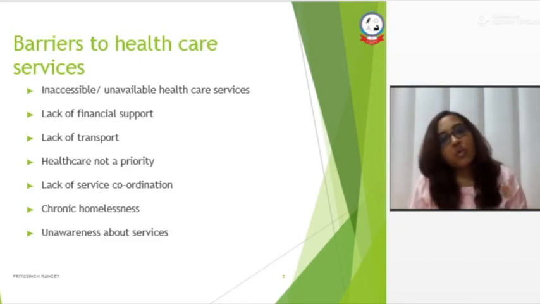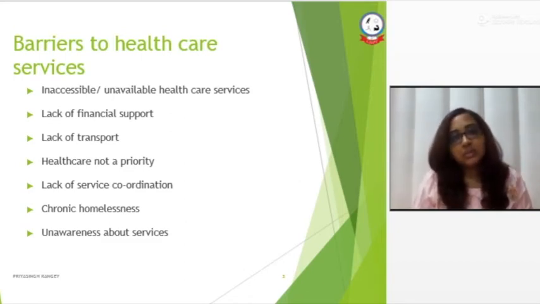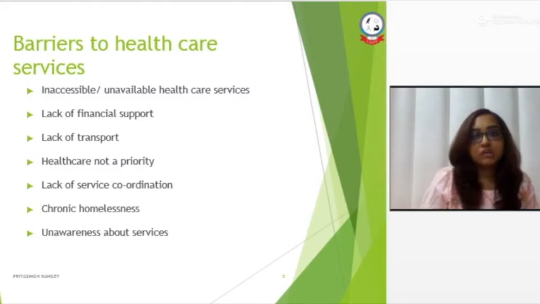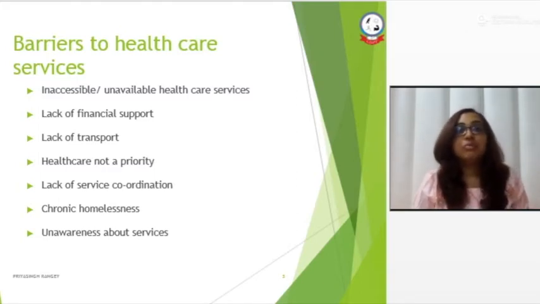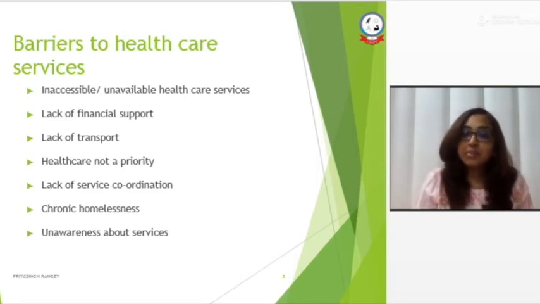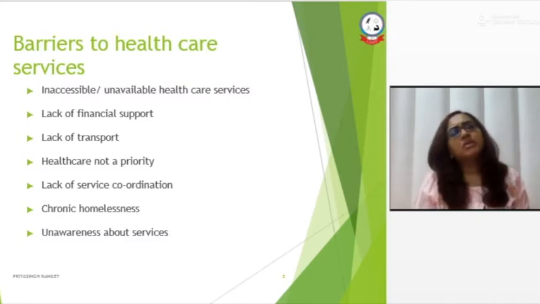Lack of service coordination is also seen between different areas and fields, because many times people do not refer patients to other fields. Many times it happens that there is no referring system available. Then how can people refer patients to someone else? So because of this also, there is a lack of service coordination.